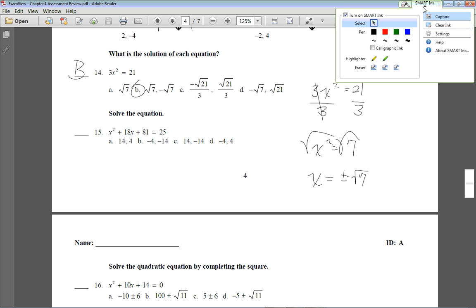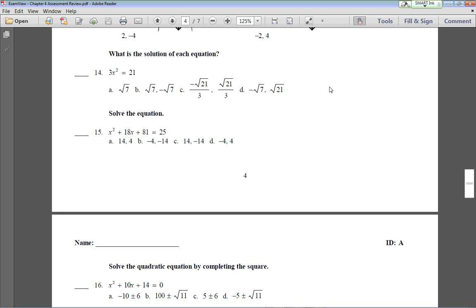So let's look at number 15. Solve the equation, and we can solve it however we want. All right, so we can subtract the 25 across. So we have x squared plus 18x plus 81 minus 25, which is 56, and of course that equals 0 now. So now let's try to factor this. What factors of 56 add to 18?